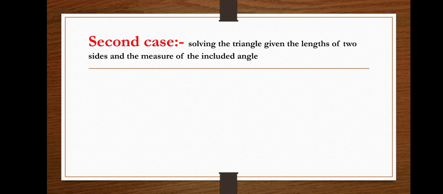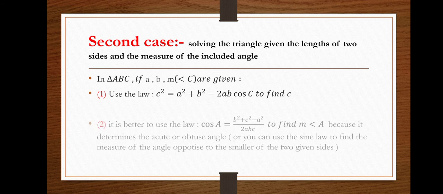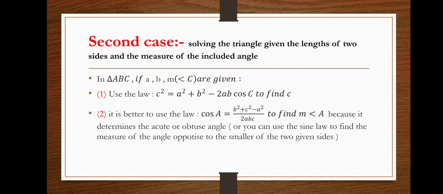Case number 2. Solving the triangle given the length of two sides and the measure of the included angle. In triangle ABC, if a, b and the measure of angle C are given, first use the law c^2 = a^2 + b^2 - 2ab cos C to find c. Number 2, it's better to use the law cos A = (b^2 + c^2 - a^2) / 2bc to find the measure of angle A, because it determines what? The acute or obtuse angle.